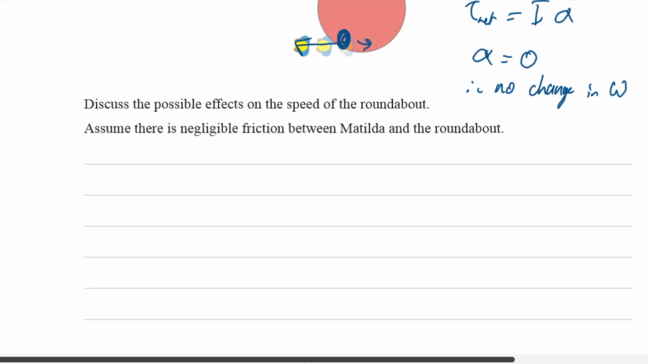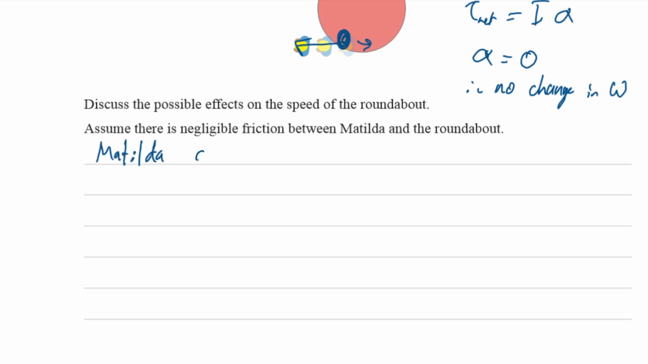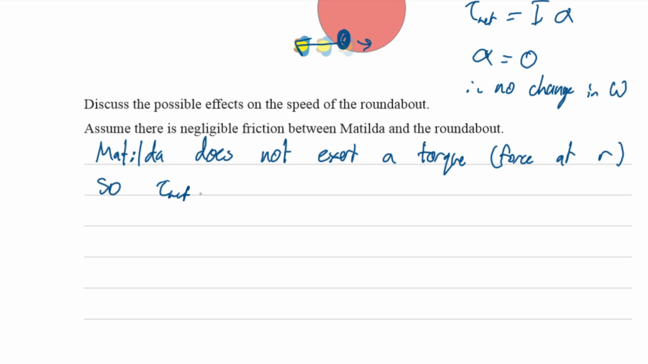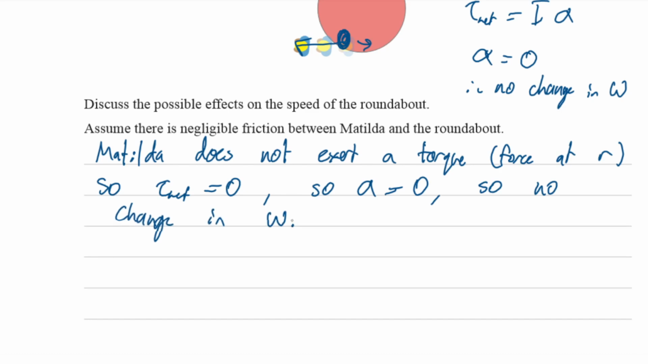So as a sentence, we could say Matilda does not exert a torque, or a force at some distance, at some radius. So Matilda does not exert a torque. So net torque is zero. So angular acceleration is zero. So no change in angular velocity, right? Or the speed of the roundabout.